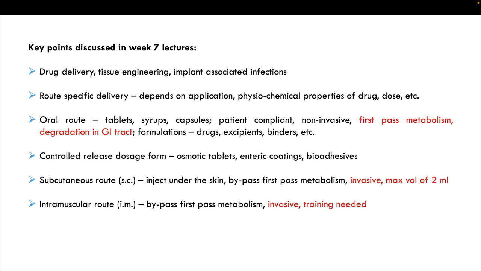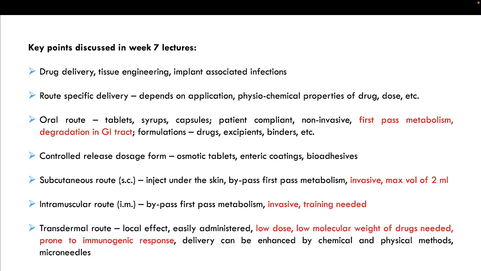so that they don't mess with the injection. As a result, some training is needed. So these are two disadvantages with the intramuscular route. They're invasive and training is needed, but it's advantageous in the sense that you can completely bypass the first pass metabolism. And then another route that was discussed is the transdermal route.